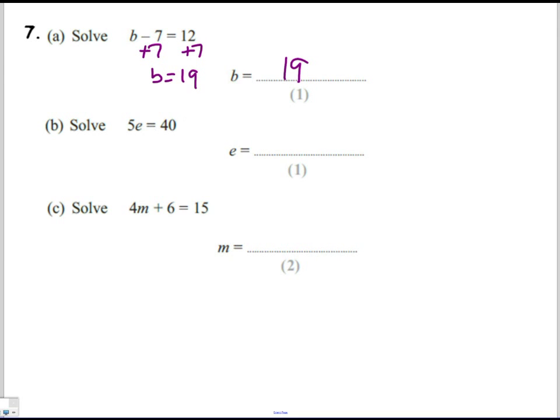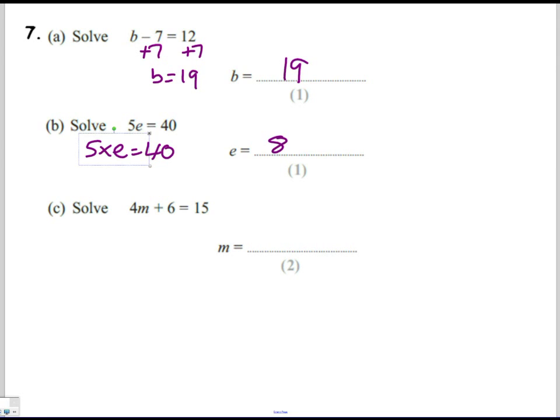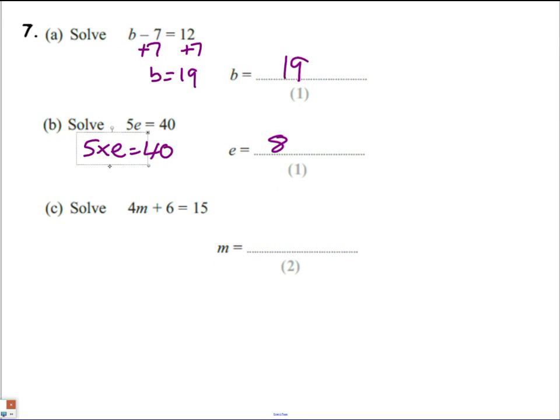Solve 5e equals 40. So 5 next to the e means 5 times e equals 40. You can either use the trial and error method, just try various numbers in there until you get the number 8. Or you can use the maths method, where you're trying to get e on its own. If 5 is multiplying e, then we need to divide by 5. If we divide one side by 5, we divide the other side by 5, so e is equal to 8. And that's another method for solving it.